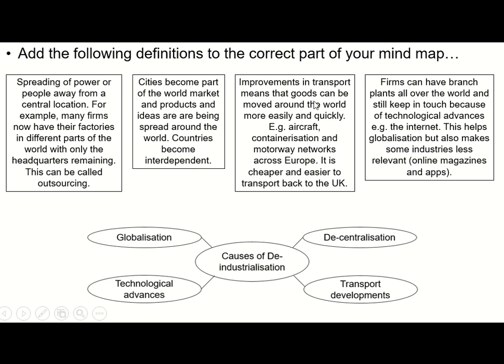Improvements in transport means that goods can be moved around the world more easily and quickly. Aircraft, containerization, motorways all the way across Europe means it's cheaper and easier to transport things back to the UK. That's transport developments. And then lastly, firms can have branch plants all over the world and still keep in touch because of technological advances like the internet. So that helps globalization, but it also means that some industries are less relevant. So there's online magazines and apps rather than actual newspapers and things like that. So this one is technological advances.